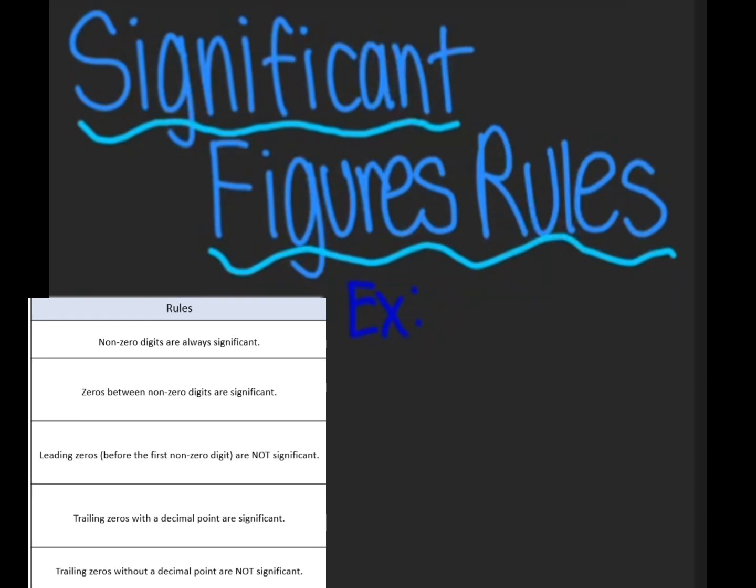Let's say you had a decimal number of 1.472. How many sig figs would this have? Well, we would use the first rule, which is all non-zero digits are always significant. This decimal would have 4 sig figs because all digits present are not zeros.